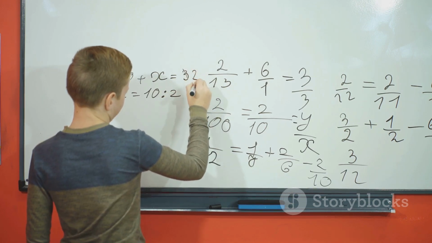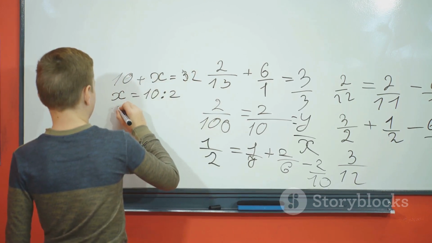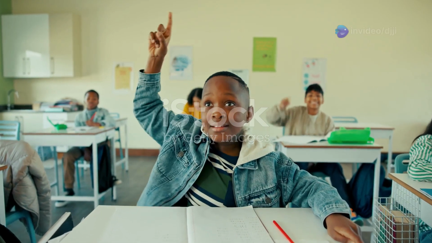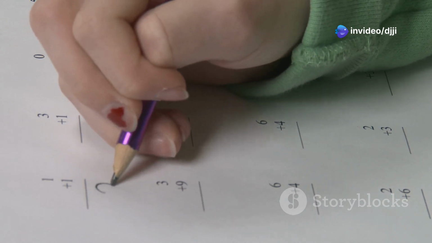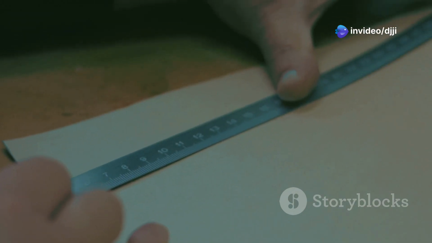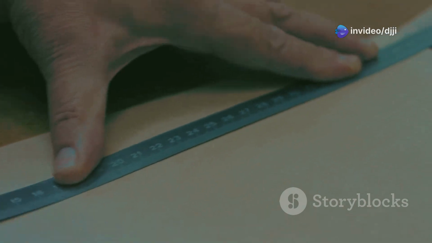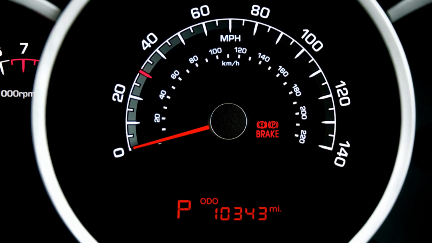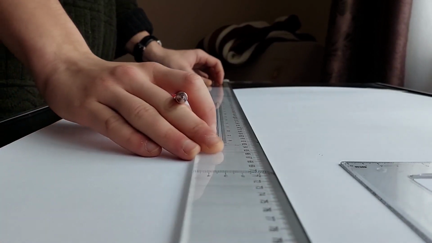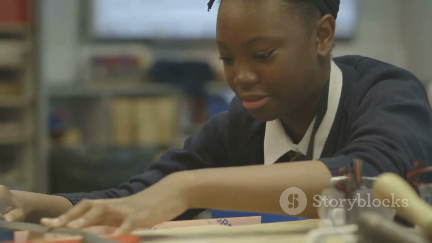Section 5. Practice makes perfect. Mastering unit conversions. Time to put your skills to the test. Here are some practice problems to help you master unit conversions. 1. Convert 15 centimeters to inches. 2. Convert 10 miles to kilometers. 3. Convert 3 feet to centimeters. Hint: 1 foot equals 12 inches.